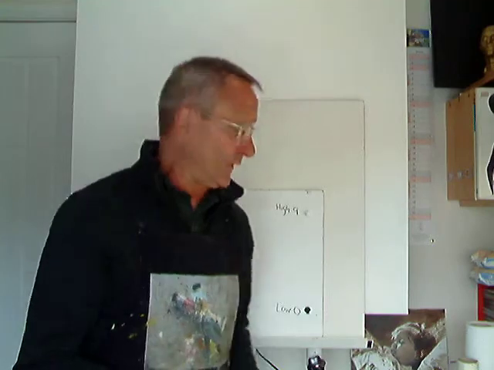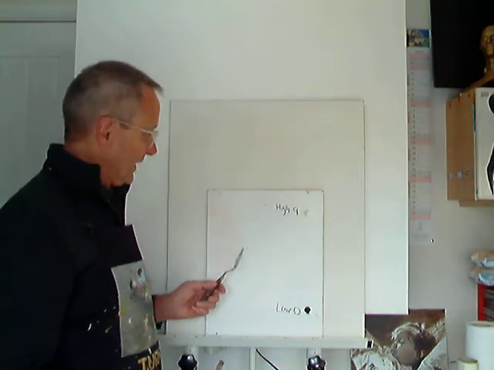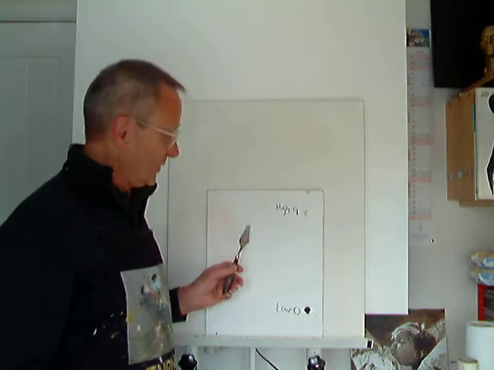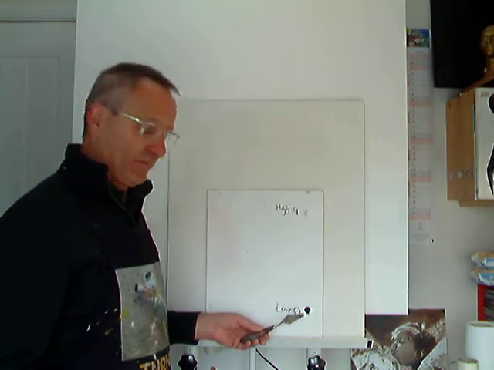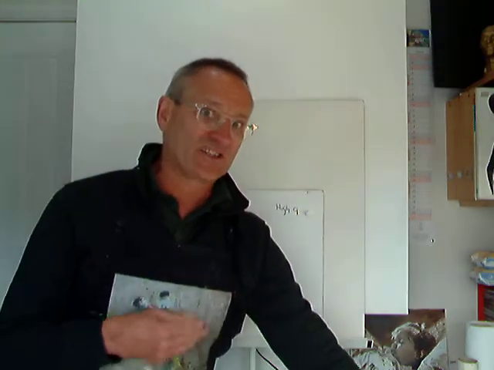So here I've put a white board out. This is an MDF board that's been gessoed. And at the bottom here I've got black, and at the top I've got white, and that is the start of our values. I want you to just take a look at this.